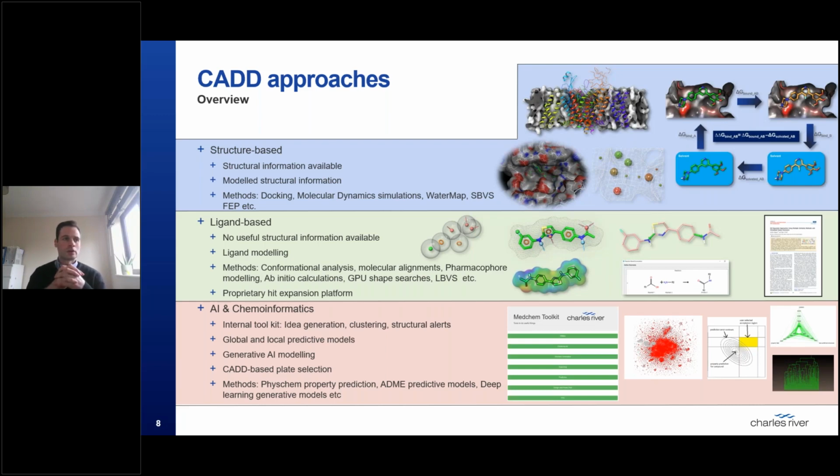We are working on our generative AI modeling workflow as well. We offer CADD-based plate selection, so it is a bit more focused, high throughput screening, using plates with properties that are suitable to the target and client needs. And some methods here I'm illustrating. We have the PhysChem property prediction, ADME predictive models, generative models, etc.